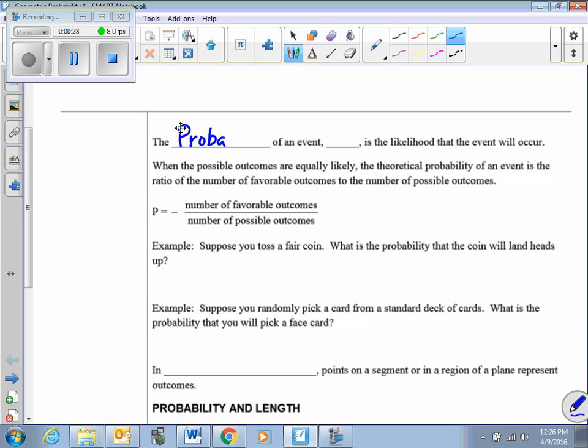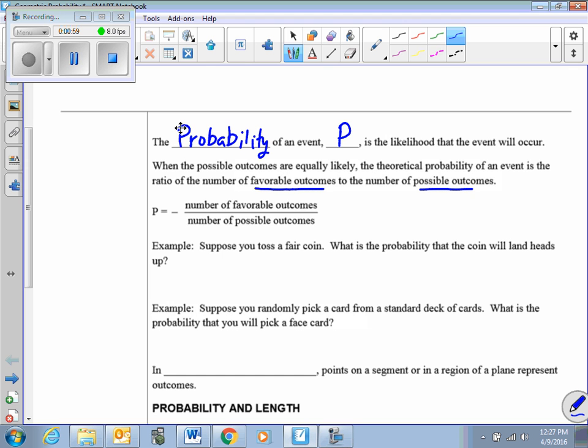Fill in our blanks here. Probability of an event, and we call it P, is the likelihood that the event will occur. When the possible outcomes are equally likely, the theoretical probability of an event is the ratio of the number of favorable outcomes to the number of possible outcomes. So when you're looking for probability, you always want to divide the number of possible outcomes into the number of favorable outcomes.